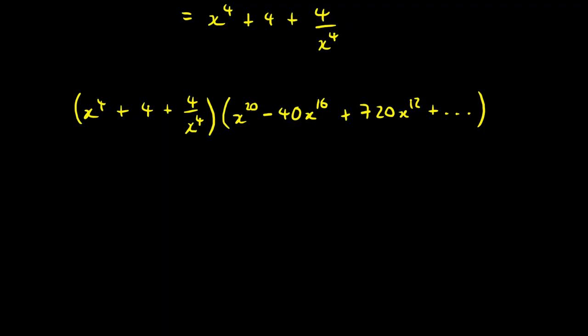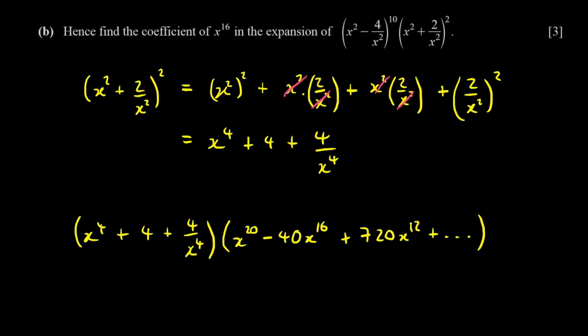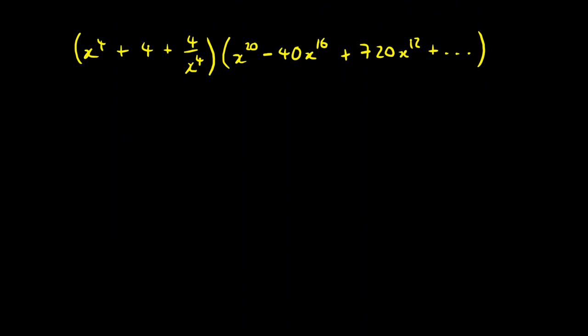Now, what we're asked to find is the coefficient of x to the power of 16. So we've got to ask ourselves the question, if we were to multiply this out, how would we get an x to the power of 16? Well, there are three ways. Either we can take the x to the power of 4 term and multiply it by the x to the power of 12, right? Because x to the power of 4 times x to the power of 12 will be x to the power of 16. Or we can take this term here, the 4, and multiply it by this term here, because that's already an x to the power of 16. Or we can take this term here and multiply it by x to the power of 20, because that will cancel off to give x to the power of 16.